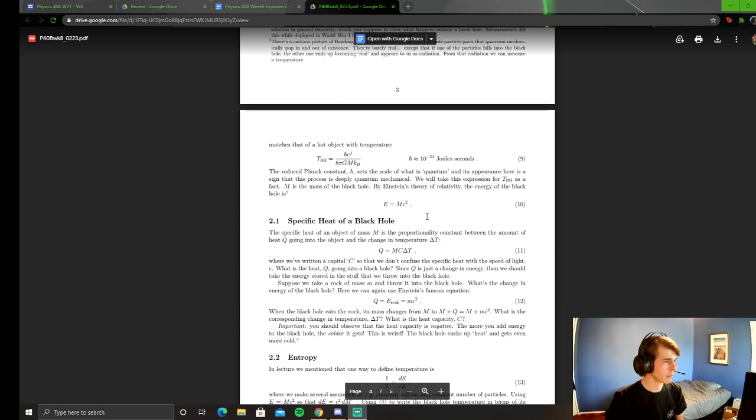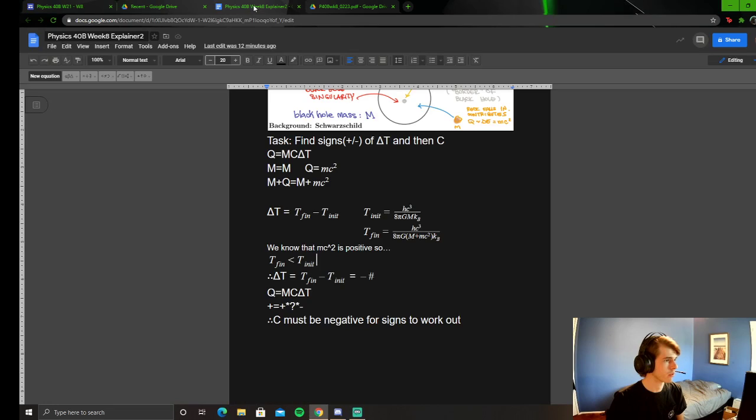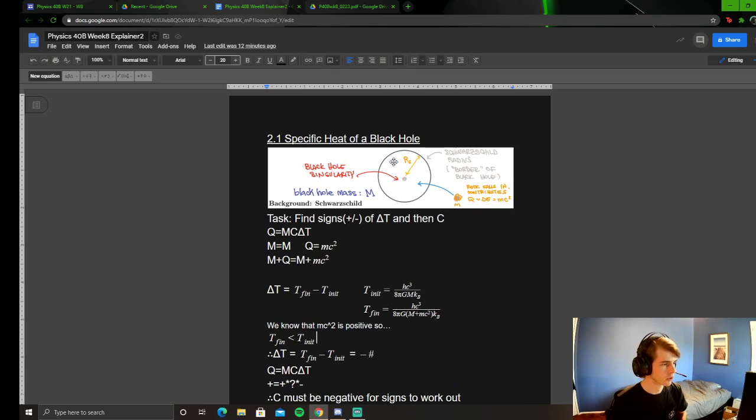So this is the main page for the topic. I've gotten my own, so we'll just work off of that. The first task in 2.1 is to find the sign of the change in temperature, and then see the specific heat. Here we have our little drawing of the black hole.